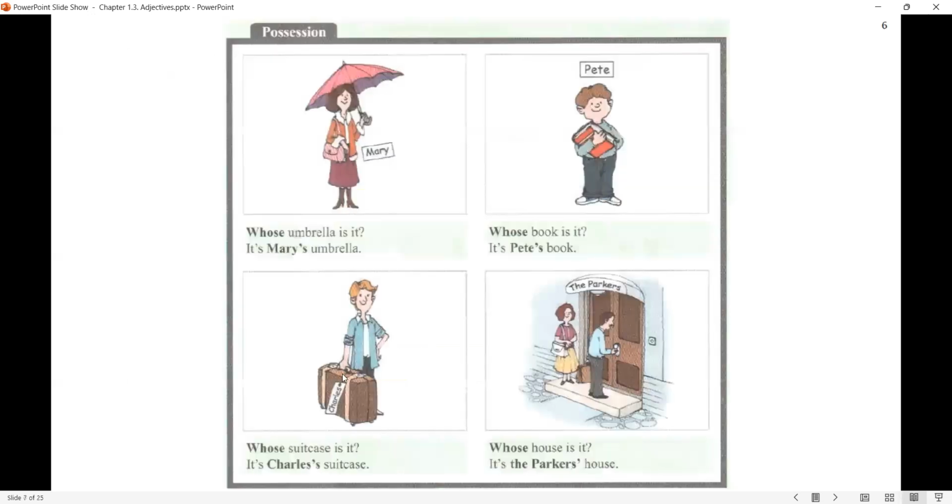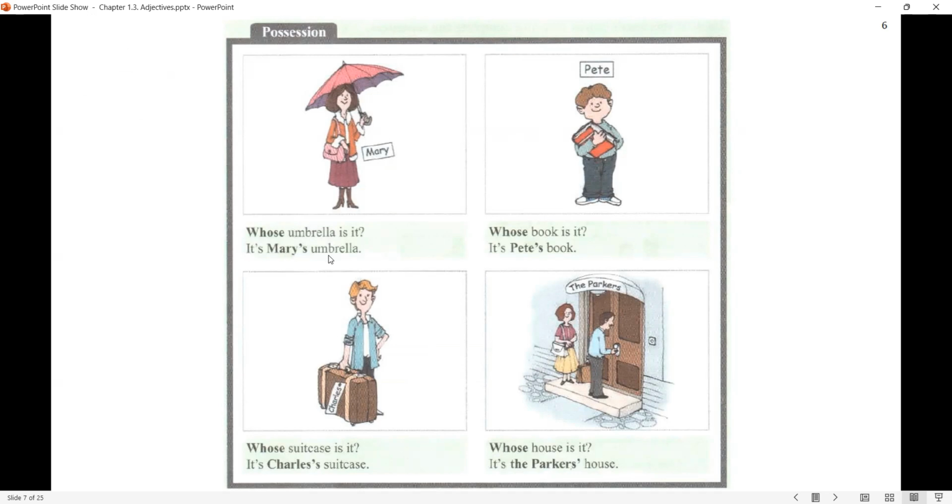Now, in this part, we have possession. When we talk about possession, the WH question word is whose. Whose umbrella is it? Whose book? Whose house? Whose suitcase? After whose, we have a noun. And when you have the name of the person, we need apostrophe S.